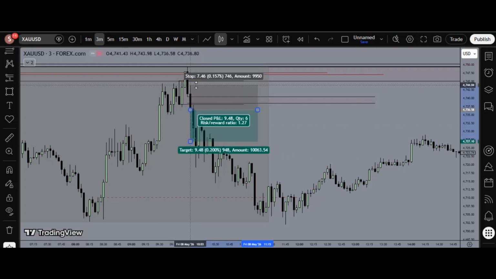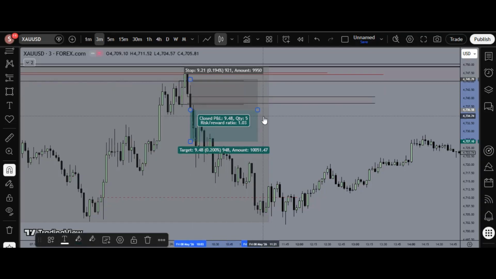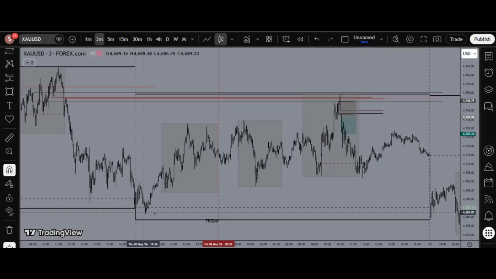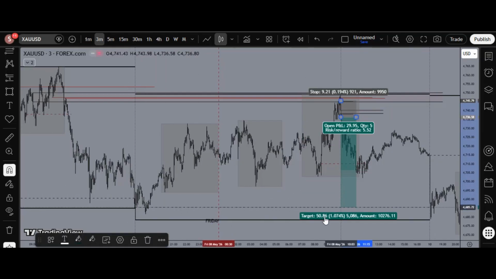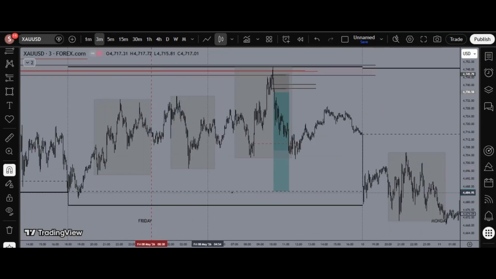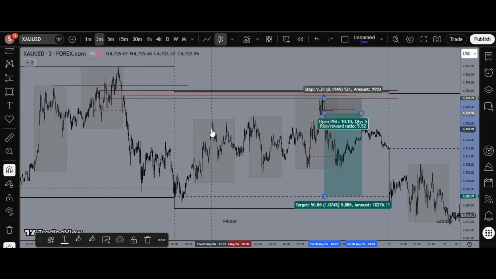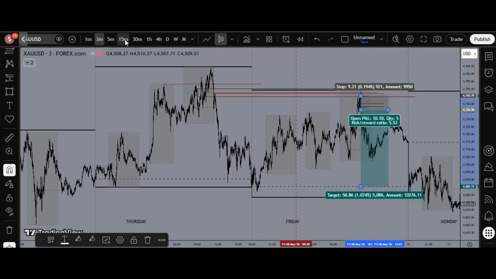My stop loss will be above this, above the breaker. Then I will target this week low, where price rose up from, or this opening price. I'll target this opening price. It's giving us a 1 to 5 risk reward ratio. Okay, that is it.